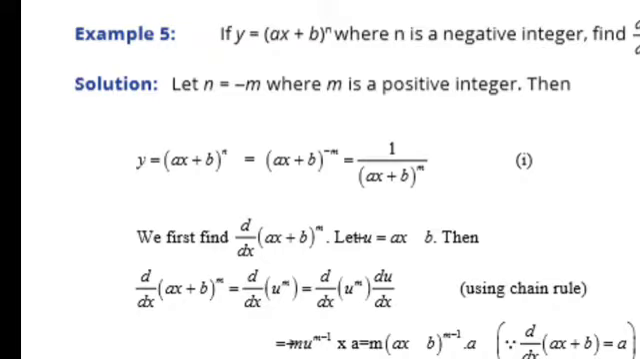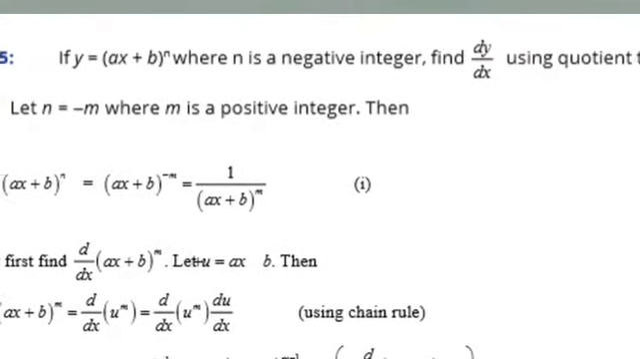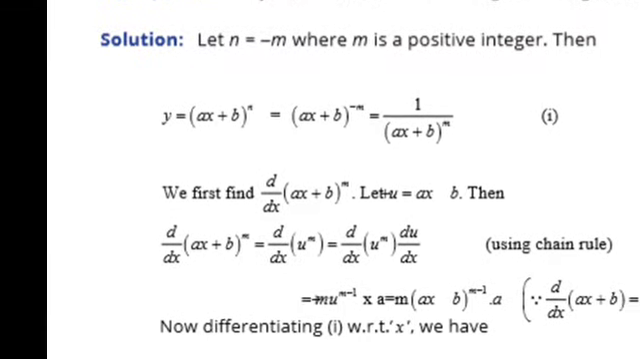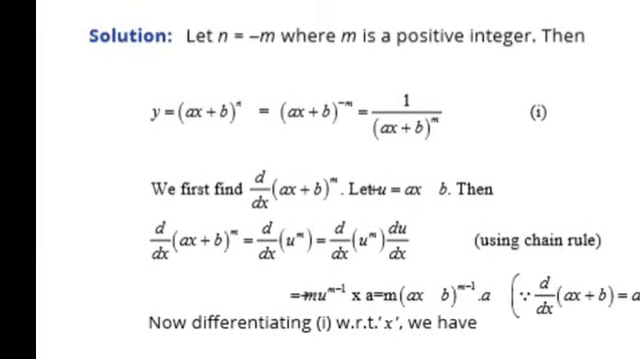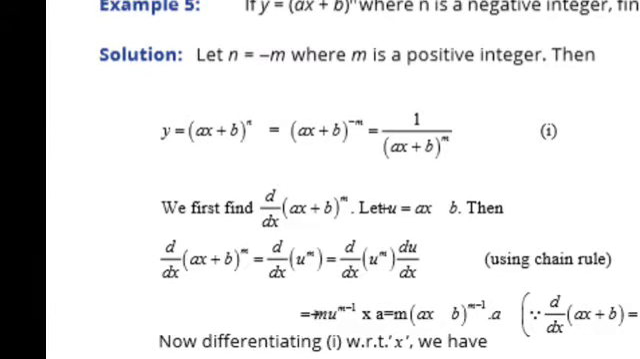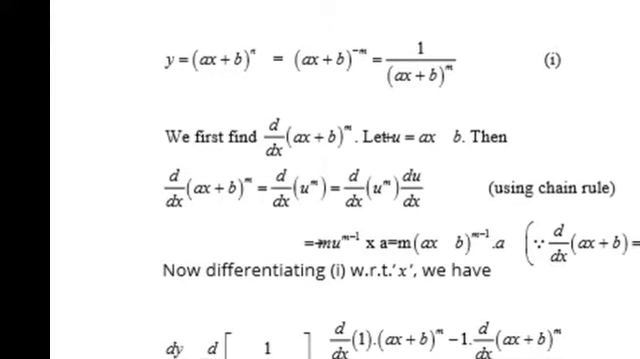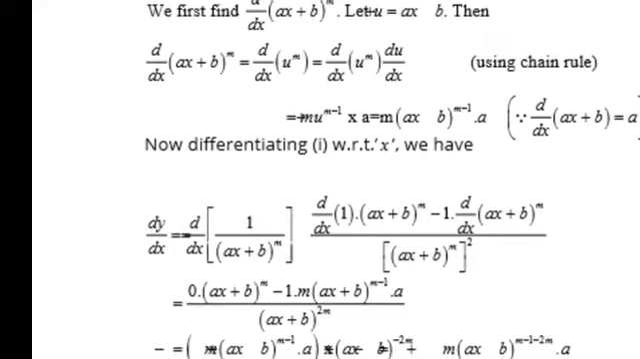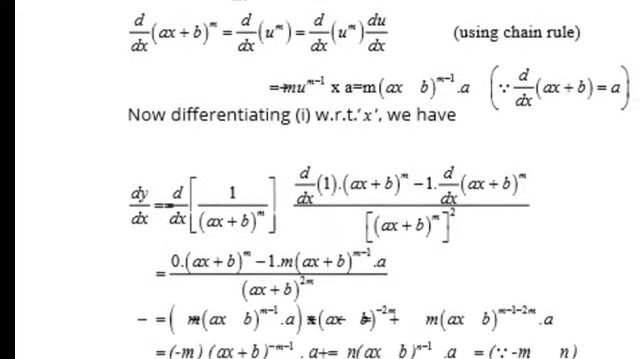Now in this question we have n as a negative integer, and we find its derivative. n is equal to minus m. We can write it as 1 over (ax plus b) raised to power m. Now we let the base be equal to u, and the derivative of it is n u raised to power m minus 1. We apply here the quotient rule, N over D.